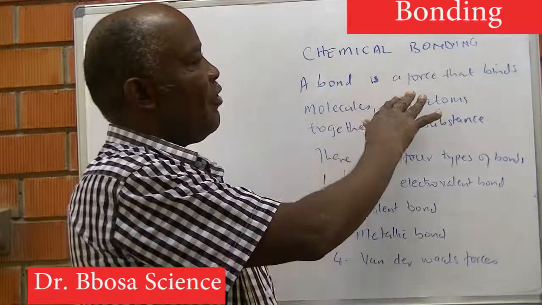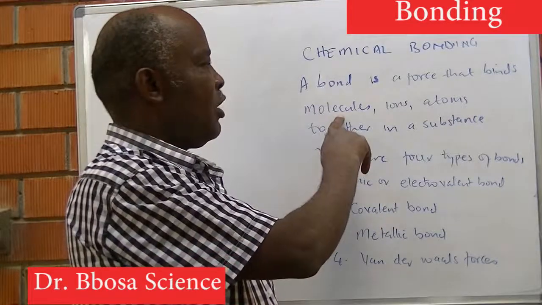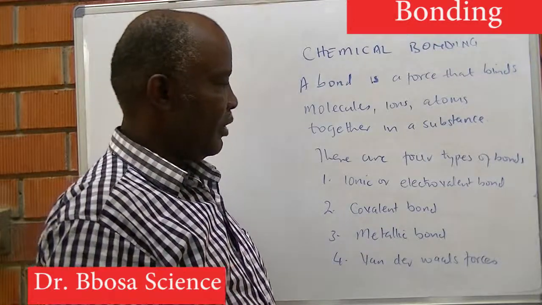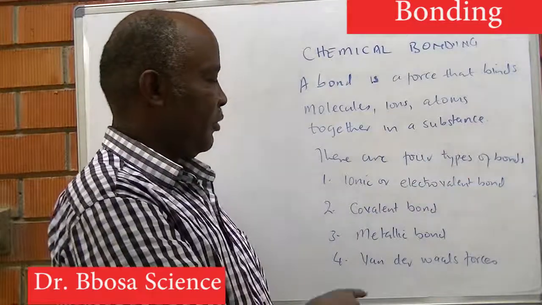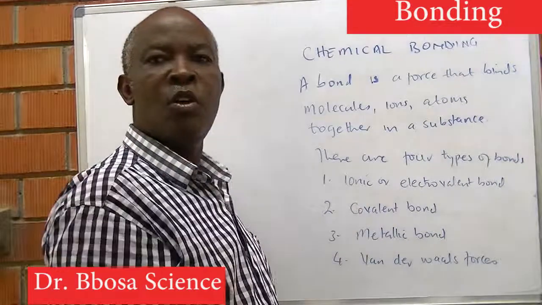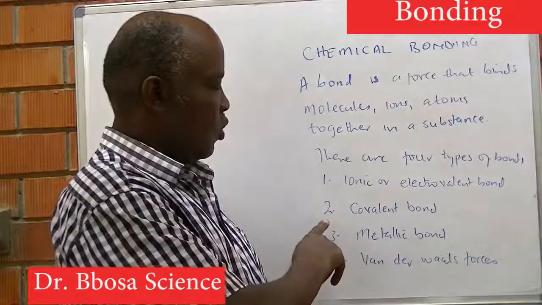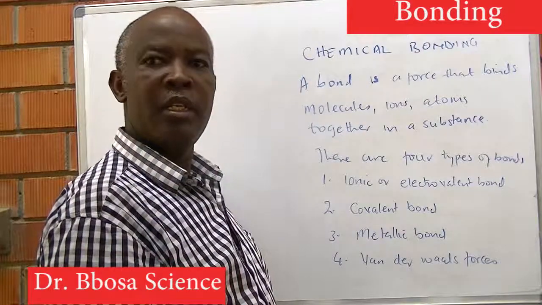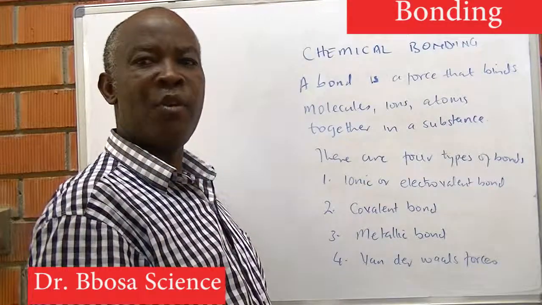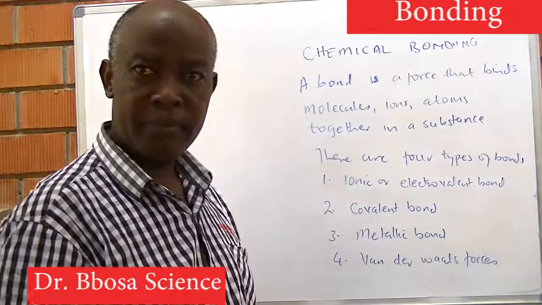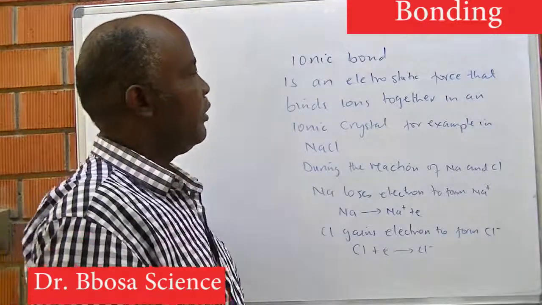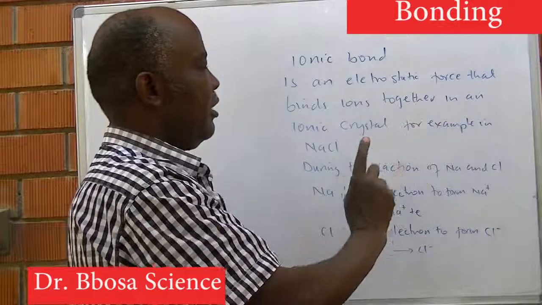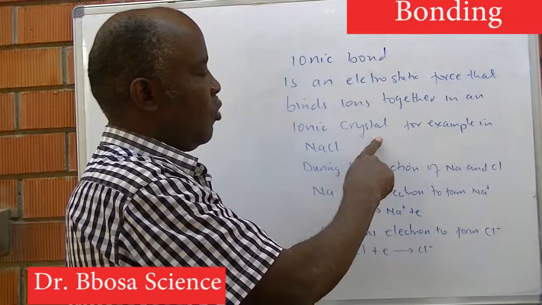A bond is a force that binds molecules, ions, atoms together in a substance. There are 4 types of bonds. 1, ionic bond or electrovalent bond. 2, covalent bond. 3, metallic bond. 4, van der Waals forces. Ionic bond is an electrostatic force that binds ions together in ionic crystal.